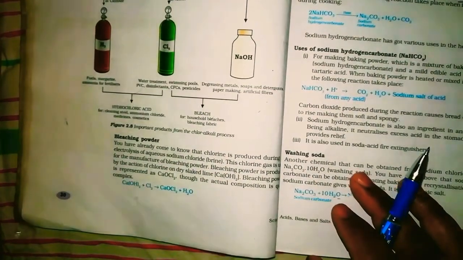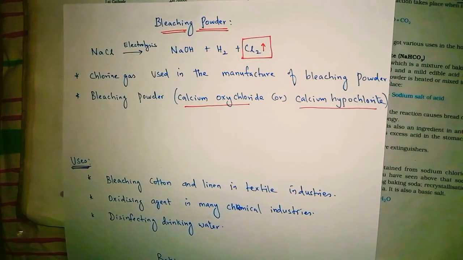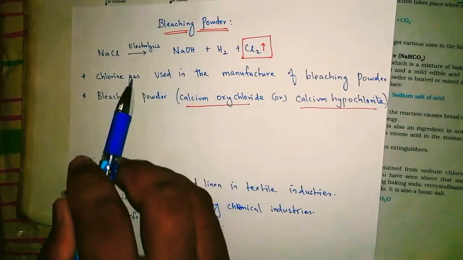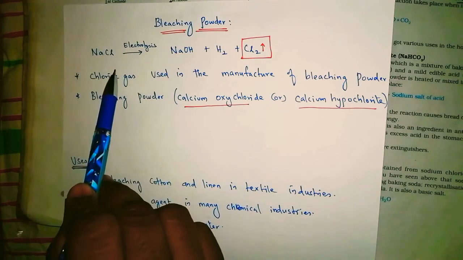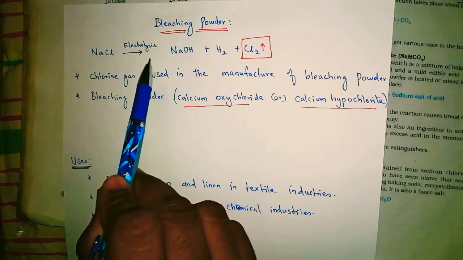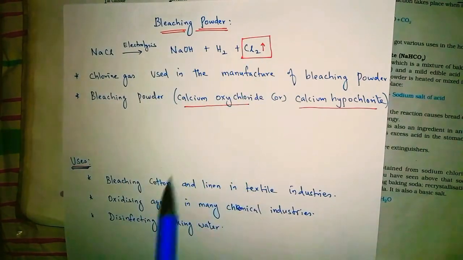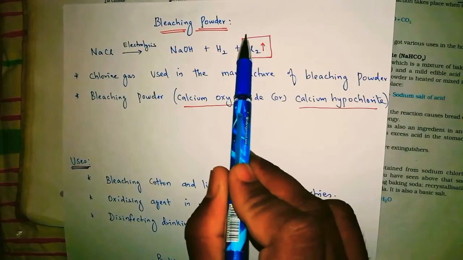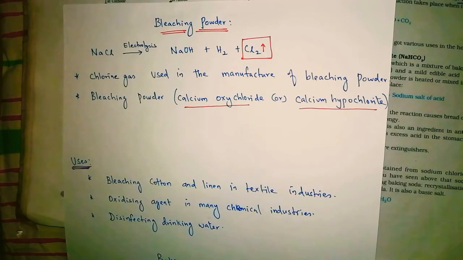Okay, today we are going to learn about bleaching powder, right. Yesterday, in the electrolysis of a brine solution, sodium chloride and water, when we pass electricity through it, we got three different products: sodium hydroxide, hydrogen gas and chlorine gas. This chlorine gas itself is used in the manufacture of bleaching powder.